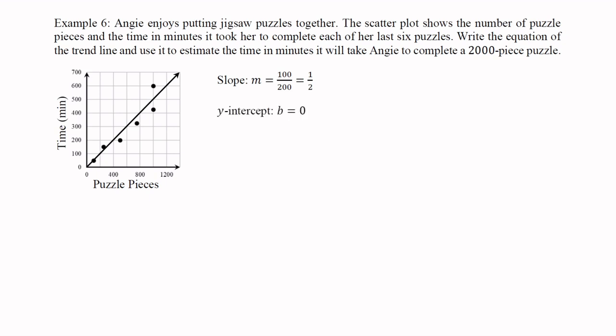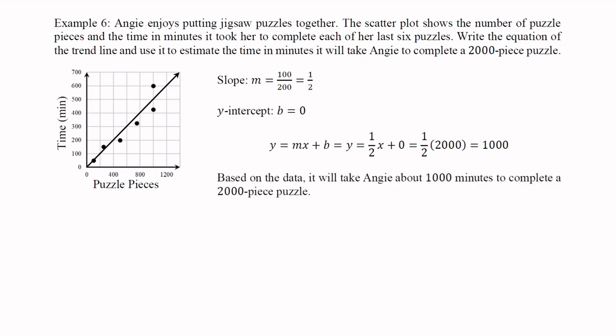Our y-intercept is 0. So since we know our slope and we know our y-intercept, we can use that to find our equation in slope-intercept form. And we can plug in our value for x, which is our puzzle pieces, to find our y, which is how much time it would take to put together the puzzle. So based on the data, it will take Angie about 1,000 minutes to complete a 2,000 piece puzzle.